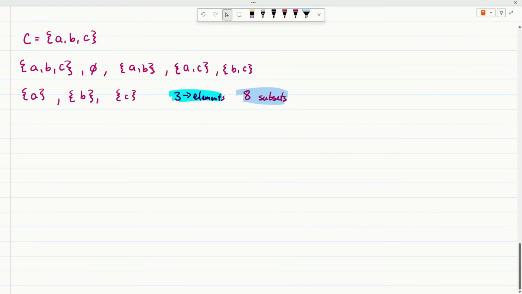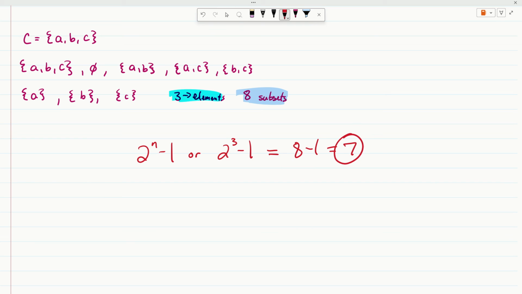Same thing with C. You have 3 elements. So 2 to the n minus 1, or 2 to the third minus 1, which equals 8 minus 1 equals 7. So we have 7 proper subsets. And which one do we get rid of? The very first one, because you cannot include the set itself for a proper subset. And that's it. So I'll see you in the next video.